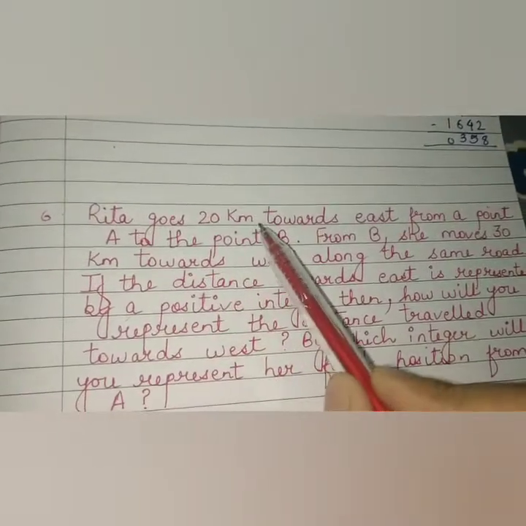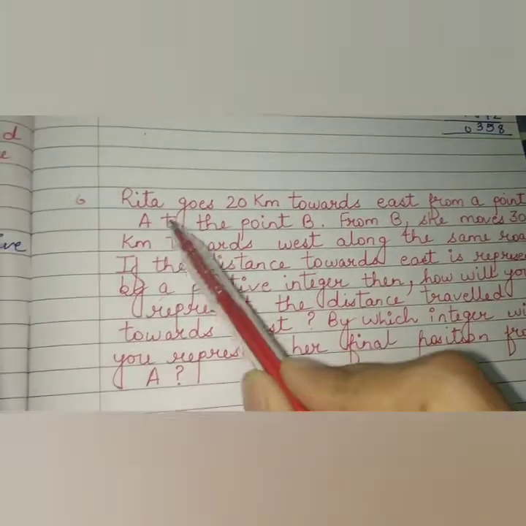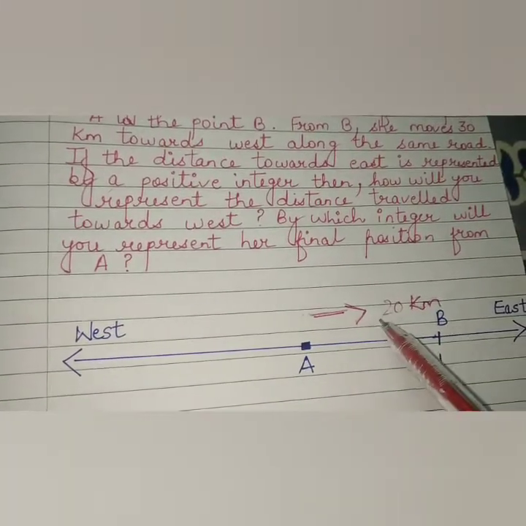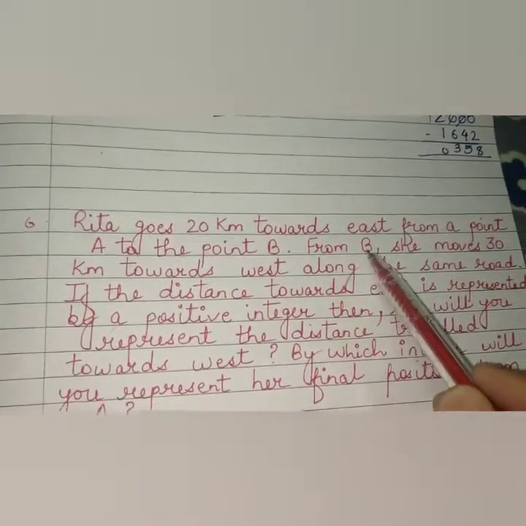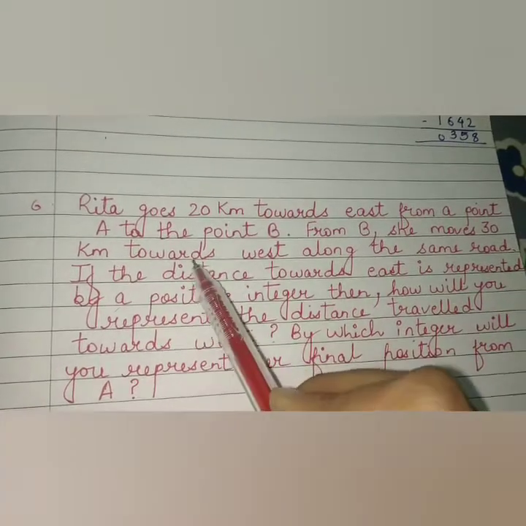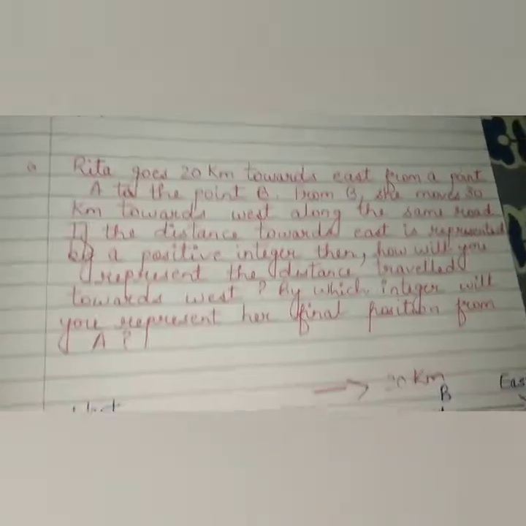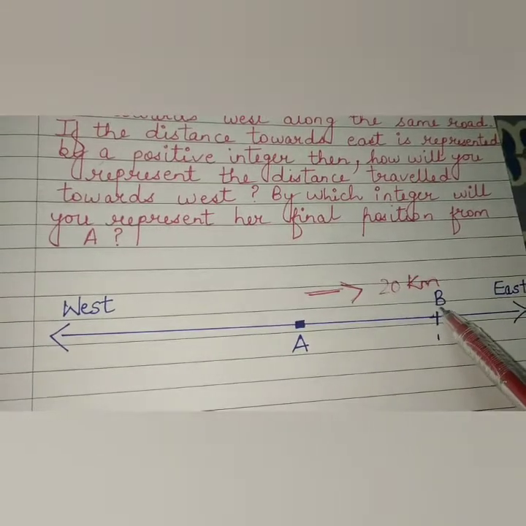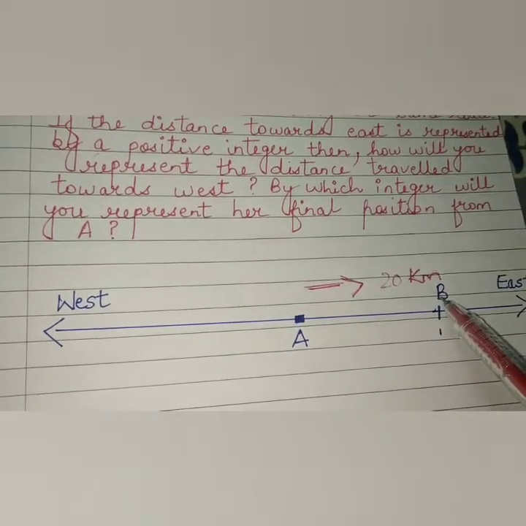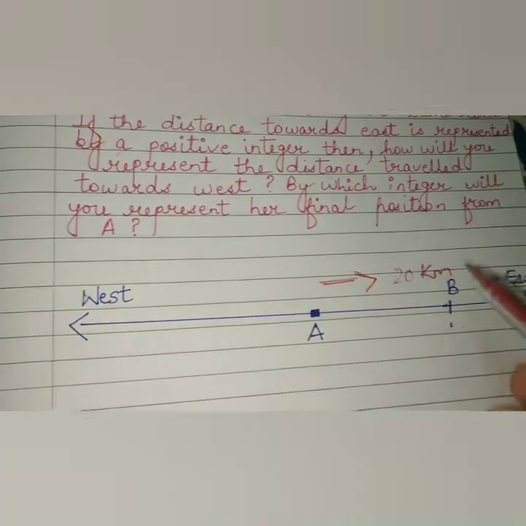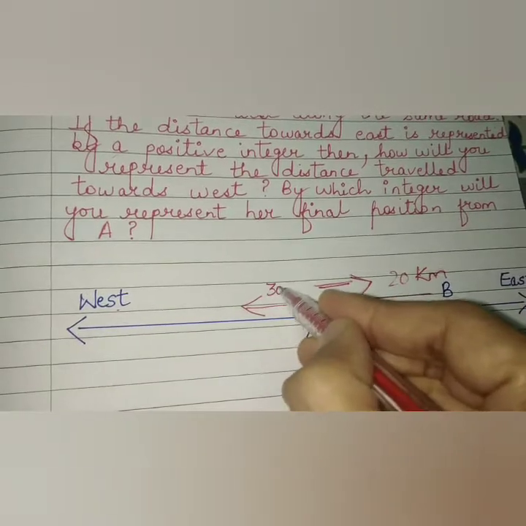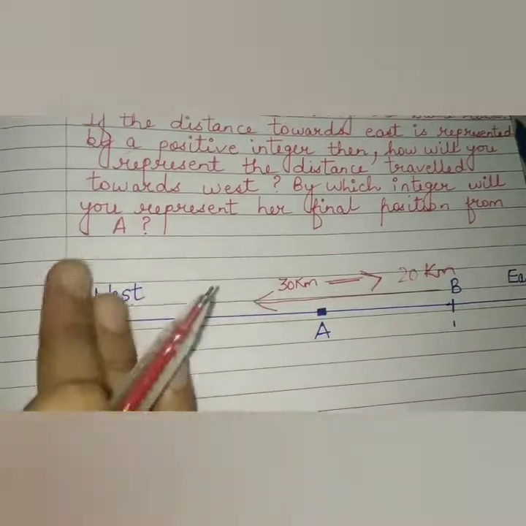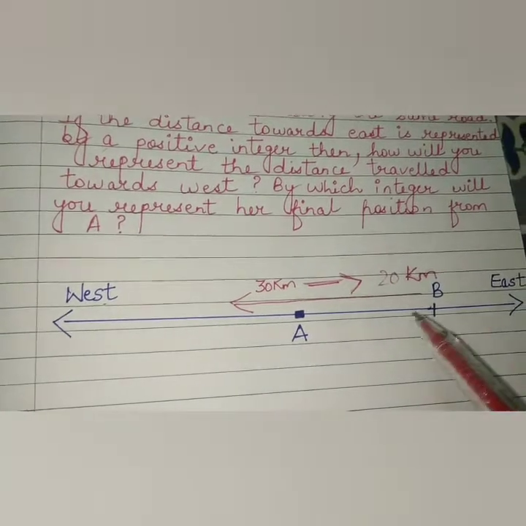Rita goes 20 kilometer toward east from point A to the point B. So from A to point B, she moves 20 kilometer toward east. Now from B, she moves 30 kilometer toward west along the same road. From B, can you see B? From B, how many kilometers does she move? 30 kilometers towards west.